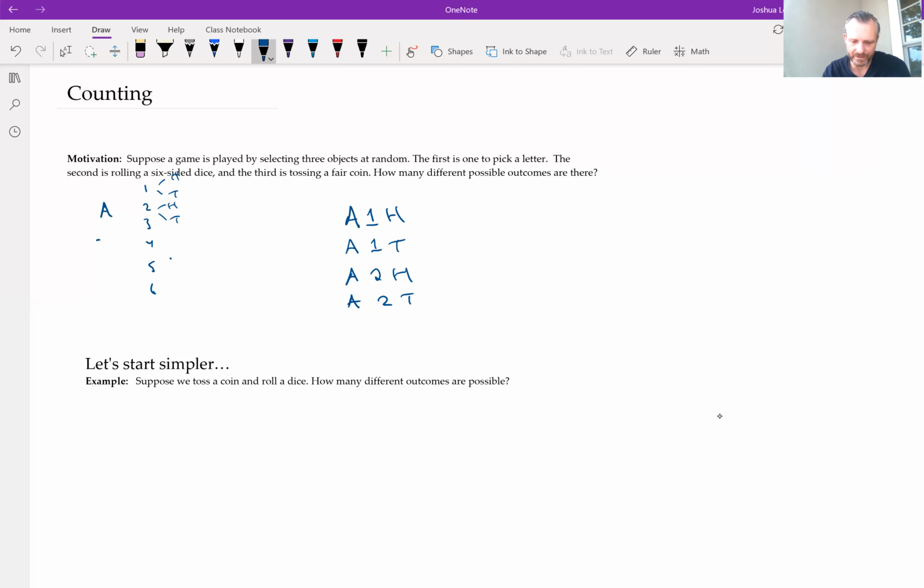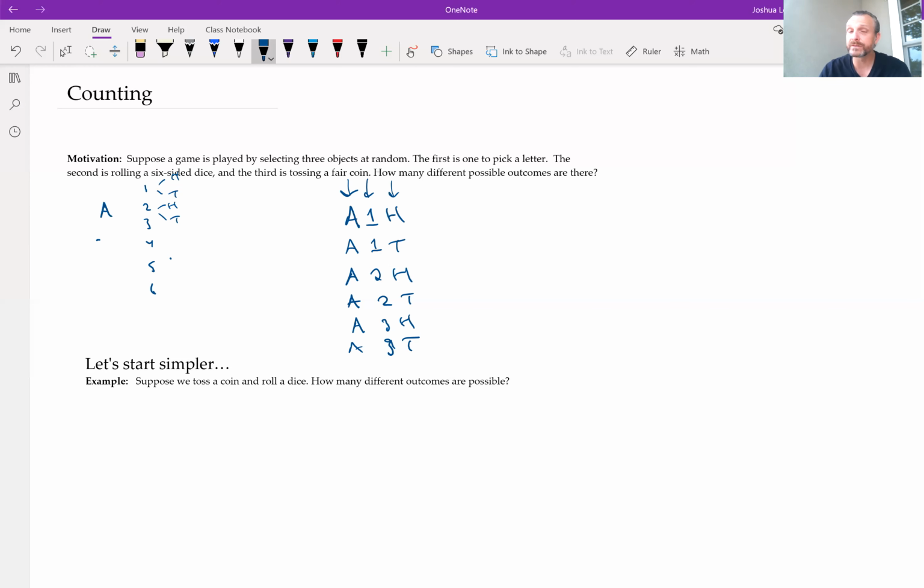And so you can see what I've done here. I've held the A constant and then held the dice number constant, and then gone through the choices on the coin. Well, if I were to list these out, that's going to be a lot, right? I mean, if I kept going, what would the next one be? Let's see. A3 heads. A3 tails. And I'm only halfway through the dice, not to mention the entire alphabet. So while I could list these out, and I could do it systematically, gosh, it seems like it would be nice if we could get our hands on some underlying principle that we might be able to employ.